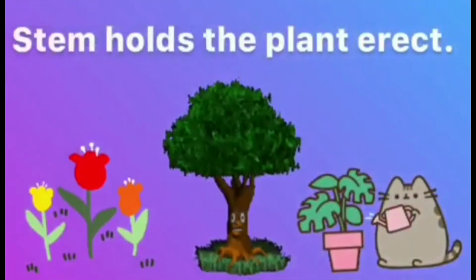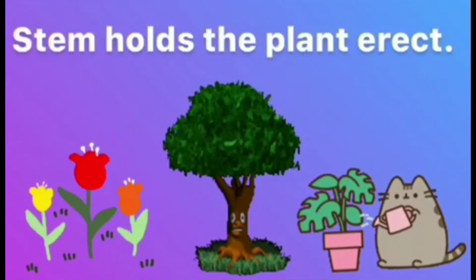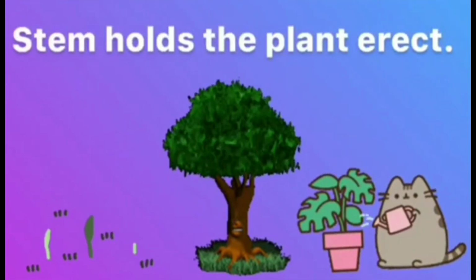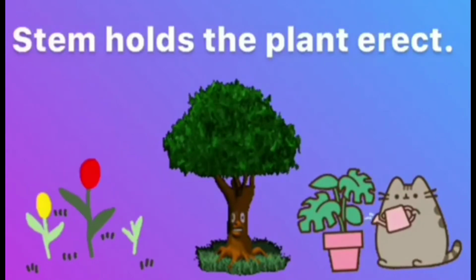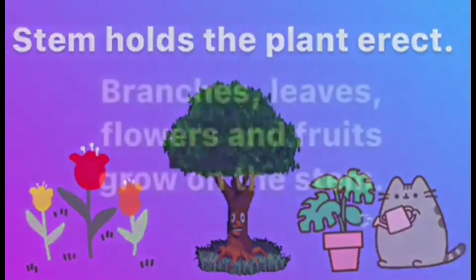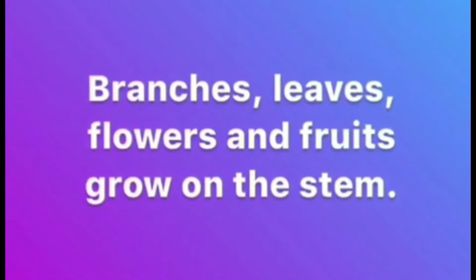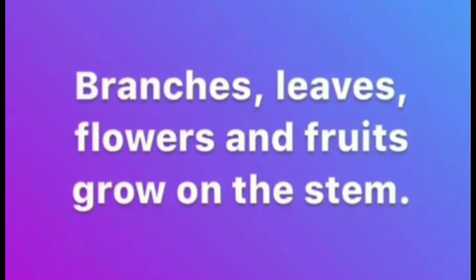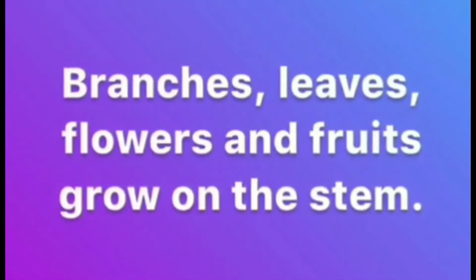The next part of the plant is the stem. We all can see the stem of the plants because the stem grows above the ground. It is the function of the stem to hold the plant erect. The branches, leaves, flowers and fruits, everything grows on the stem.